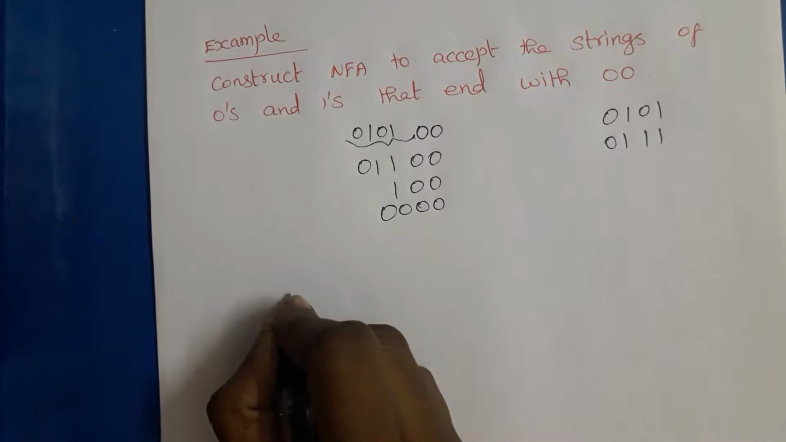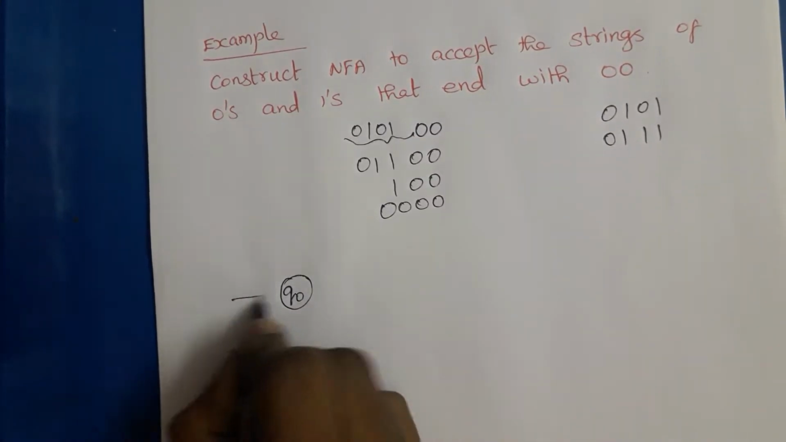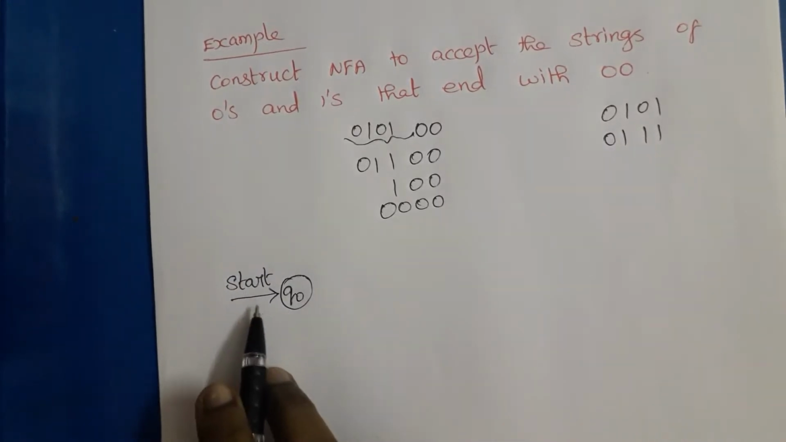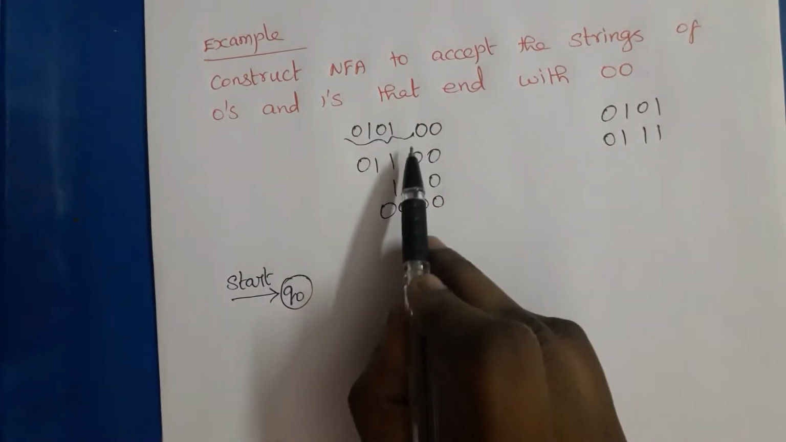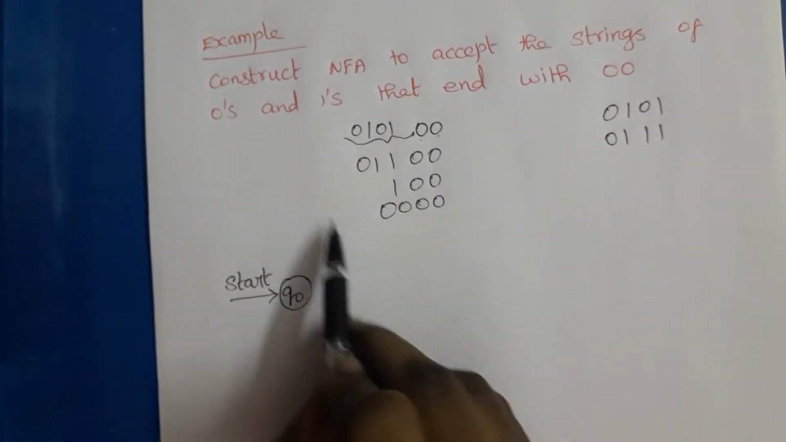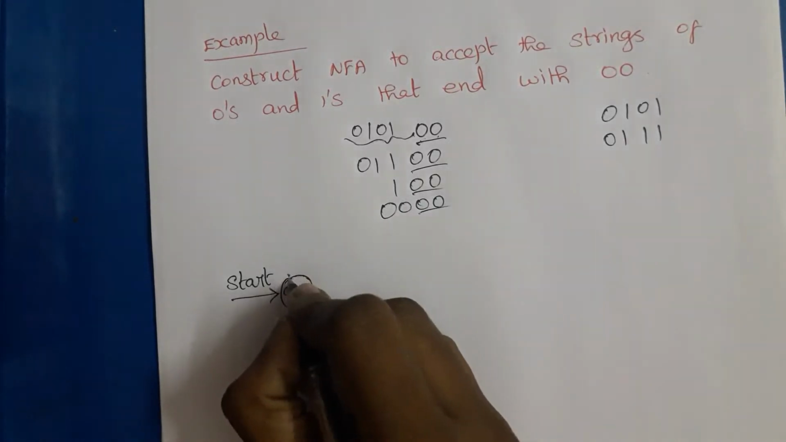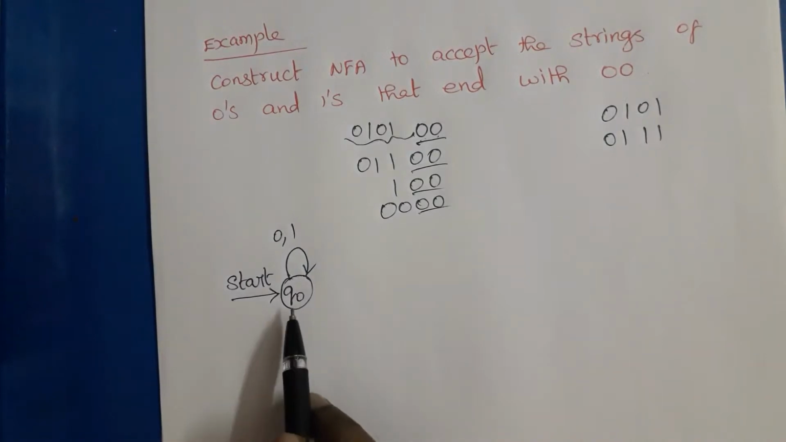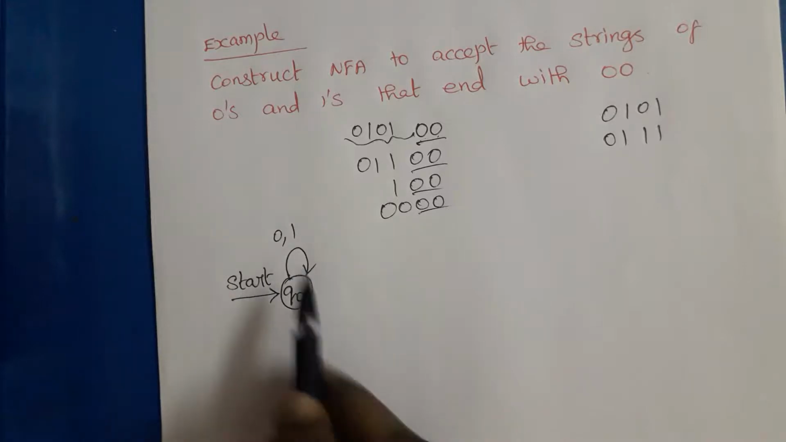So assume that Q naught is the start state. This is the transition diagram representation. We are going to consider Q naught as the start state, indicated as a start state, and the final symbols are 0, 0, preceded by any number of zeros and ones in all the cases. So for any number of 0 and 1, the state remains the same state. The next state is the same state only.